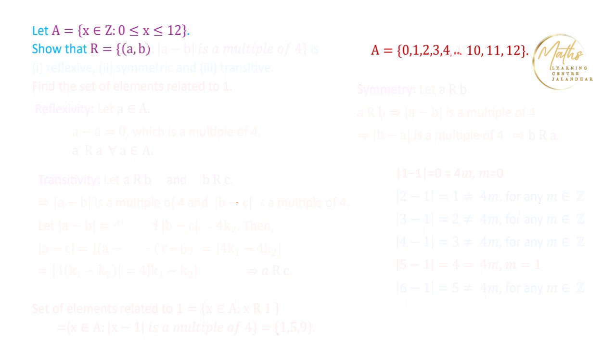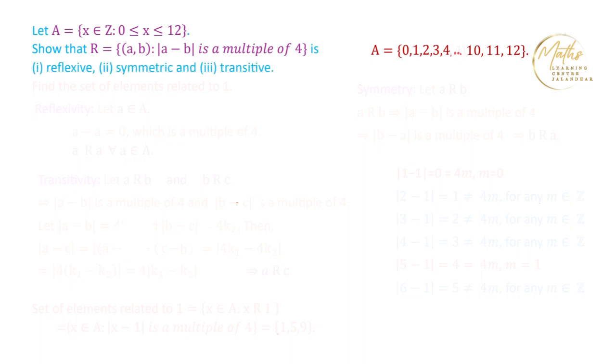Now the next question we have is, let A be the set consisting of integers x such that 0 ≤ x ≤ 12. It means A has the elements 0, 1, 2, 3, 4, and so on up to 12. We are saying these are the elements of A. Now we have to show that the relation defined like that, two integers are related if |a − b| is a multiple of 4. We have to prove that this relation is reflexive, symmetric and transitive.